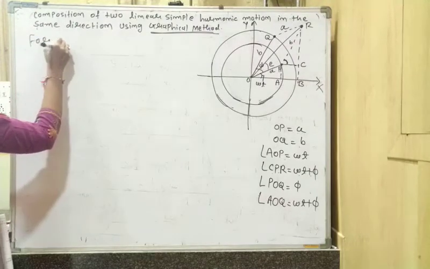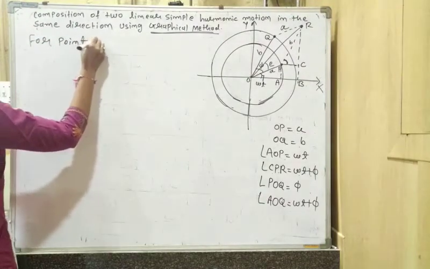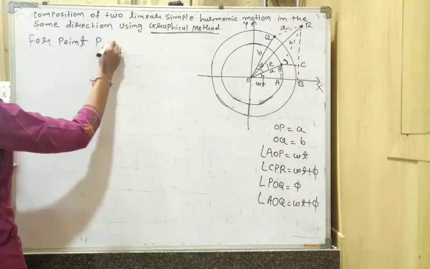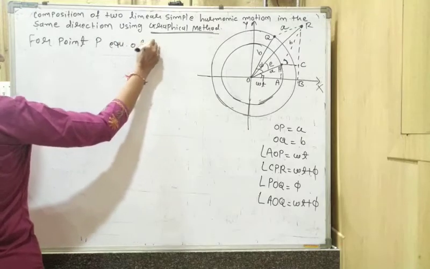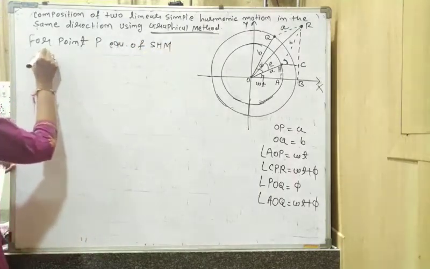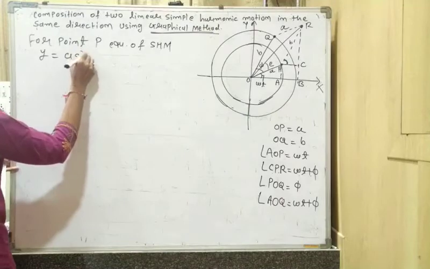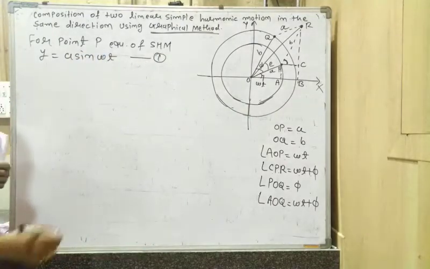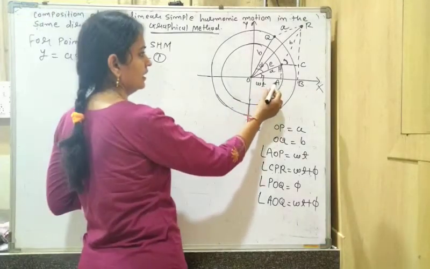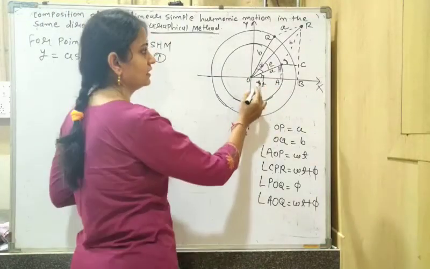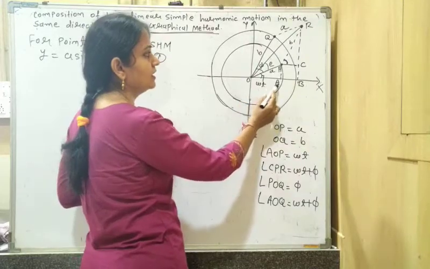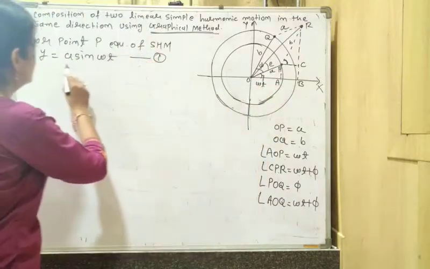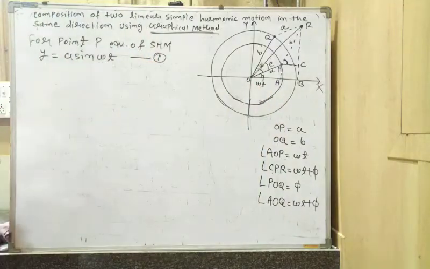So for point P, the equation of SHM is y is equal to a sine omega t. Equation number 1. We consider only the AOP triangle and take sine omega t. Then sine omega t is AP upon OP. Then we can calculate this equation, that is y is equal to a sine omega t.